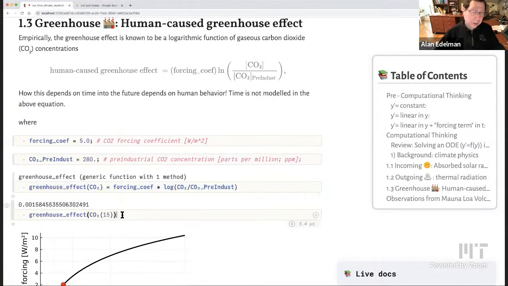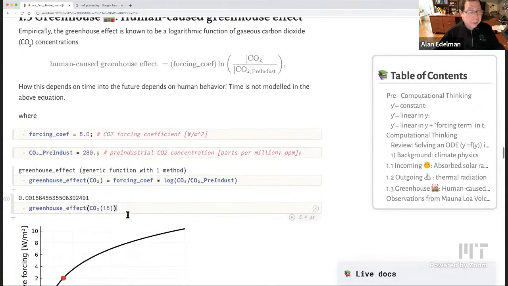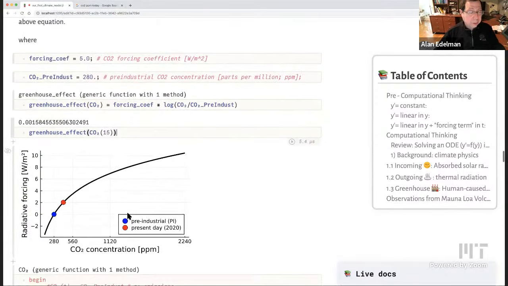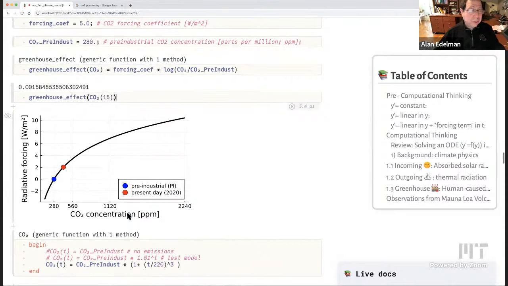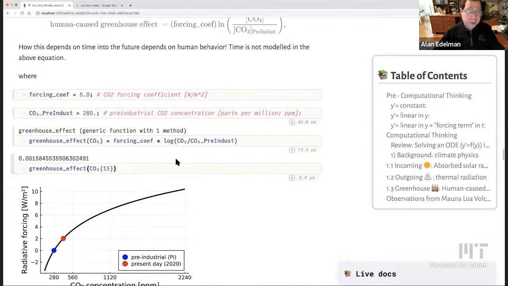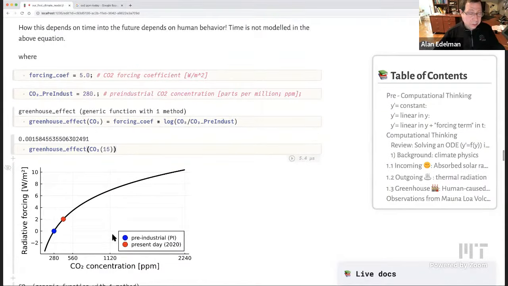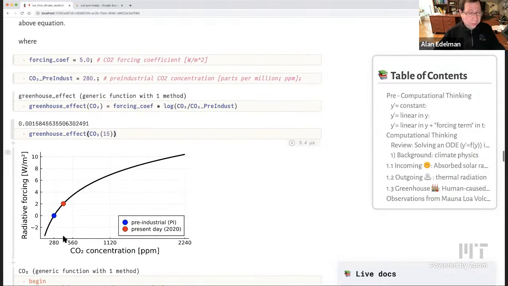And I'm just testing that the function works. Okay, so let's see. So this is just a graph of this function. It basically shows you that there's no time in this graph. It's just saying that here's CO2 in a bunch of different concentrations. Here you could see we're just doubling. We keep doubling. I mean, the present day looks like it's around here.